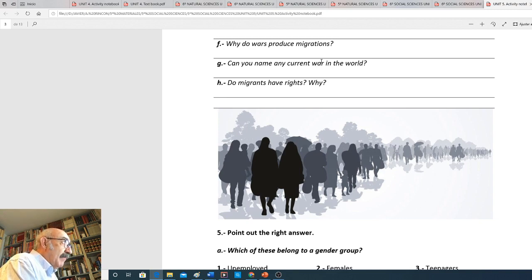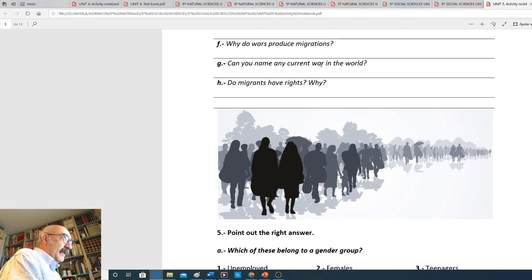Can you name any current war in the world? Do you know? Some places, wars. For example, in Syria, an 8-year war, and it's still raging on. Libya, Central Africa, Yemen. There are many wars in the world.